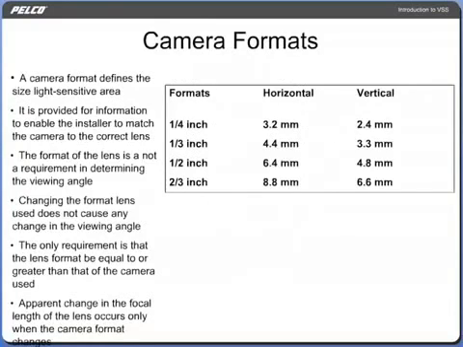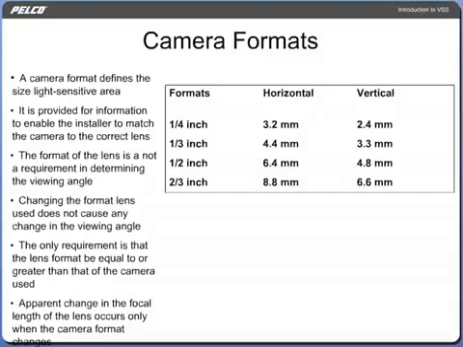A camera format defines the size, light-sensitive area of the imaging device used in the camera. It is provided for information to enable the installer to match the camera to the correct lens. The format of the lens is not a requirement in determining the viewing angle. As a result, changing the format lens used does not cause any change in the viewing angle.